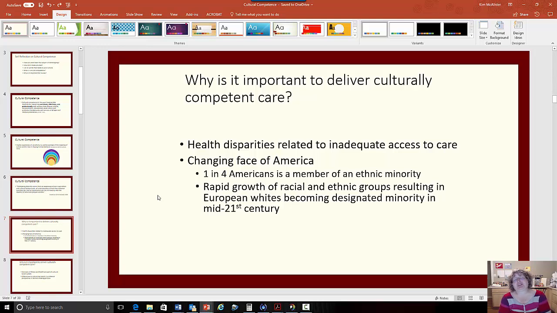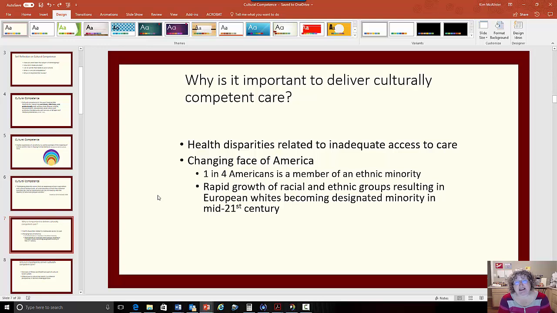So why is it important to do this? We do have health disparities in this country related to inadequate access to care. When we talked about epidemiology, I spoke about the specific healthcare disparity among African American women in regards to prenatal care and infant mortality rate, and how that impacts all of healthcare for all African Americans.